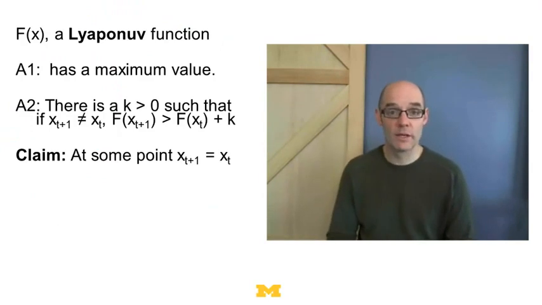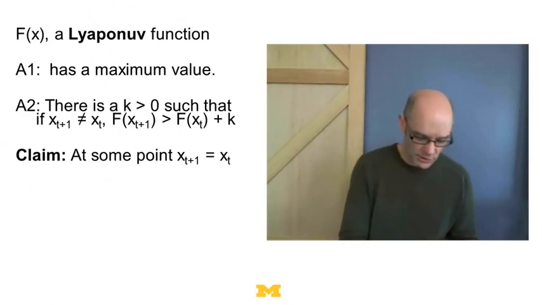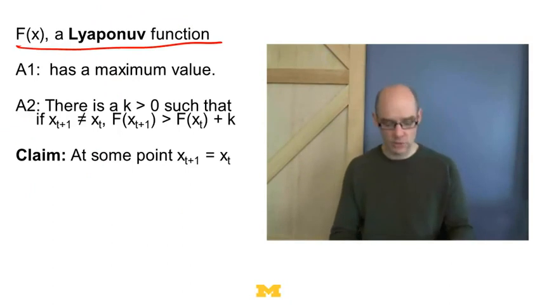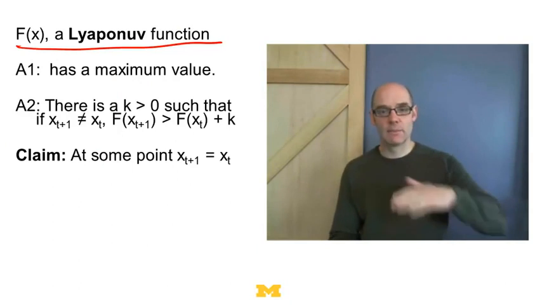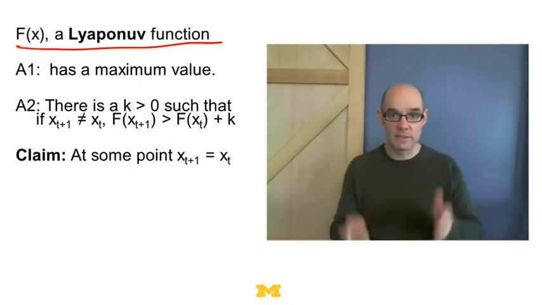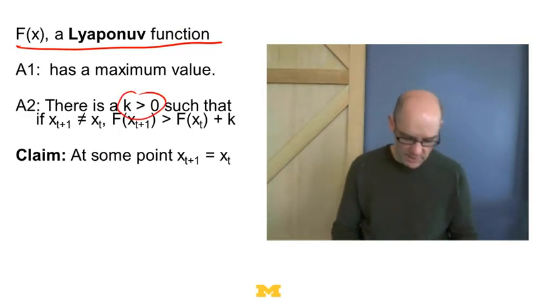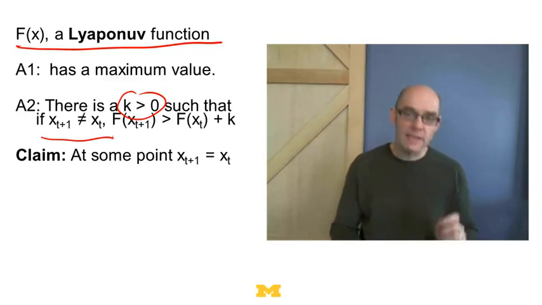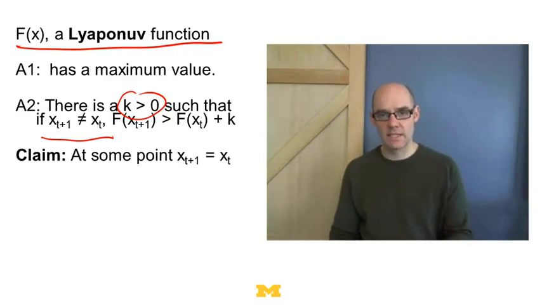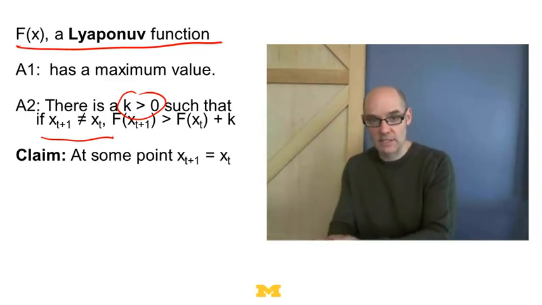Here's the formal part. We say there's a Lyapunov function if the following holds. I just have some function f, and I'm going to call this a Lyapunov function. There are just 3 conditions. The first one is it has a maximum value. I'm going to do the economist version. In the physics version, I'd say it has a minimum value. Second assumption, there is a k bigger than 0, such that if xt plus 1 isn't equal to xt, so that means f is going to basically map the state now at xt into xt plus 1.